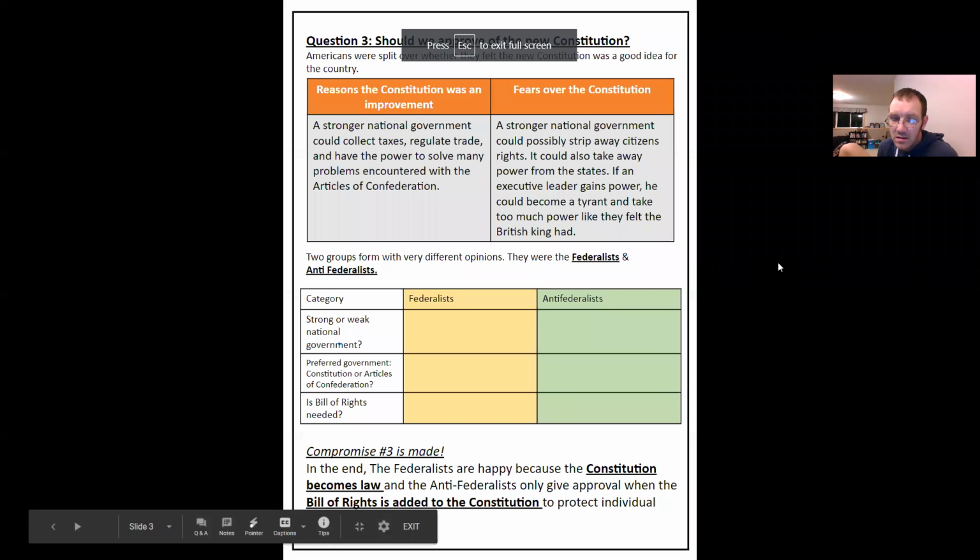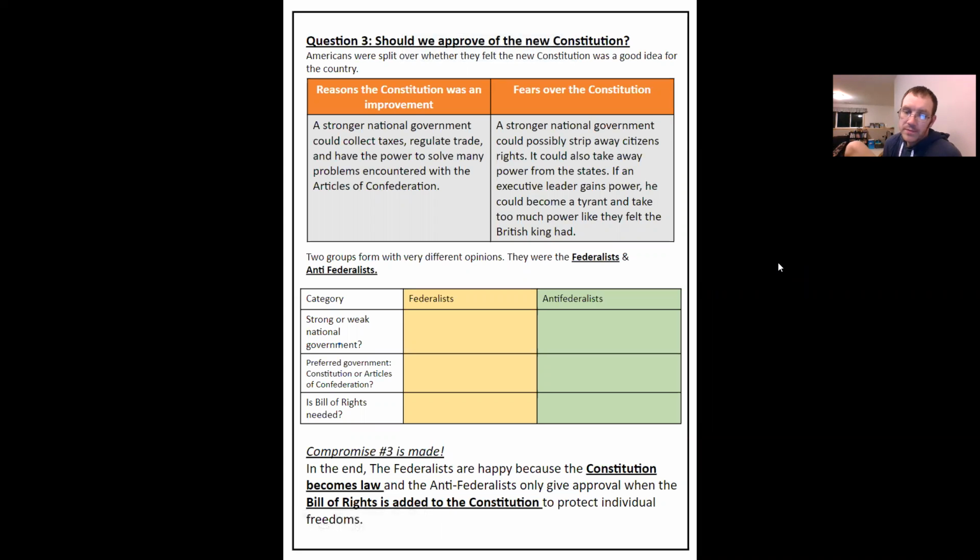And in the end, we know the Constitution passes. The Federalists are happy with that because they get the Constitution. The Anti-Federalists do give their approval, but only after they're promised a Bill of Rights will be added. And so while they're not real happy about this idea of a president and more power for the national government, they are happy that they have a document that protects their rights and their freedoms.